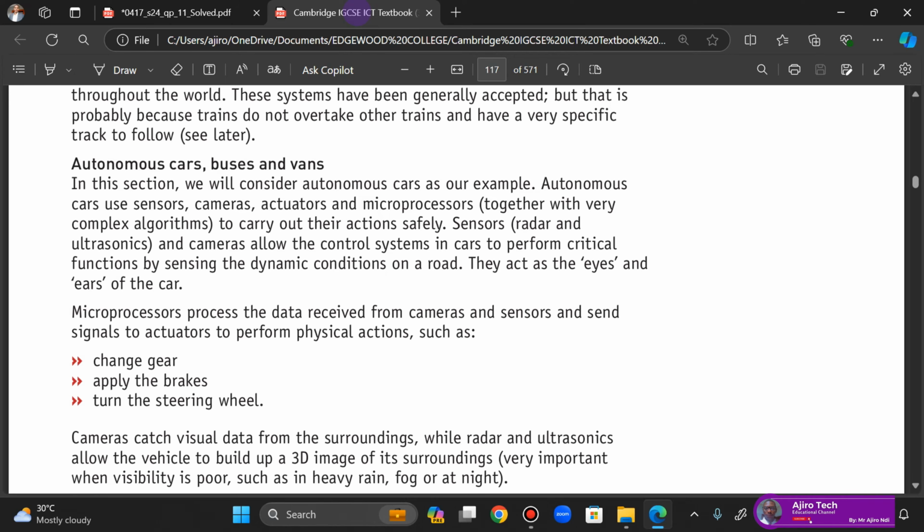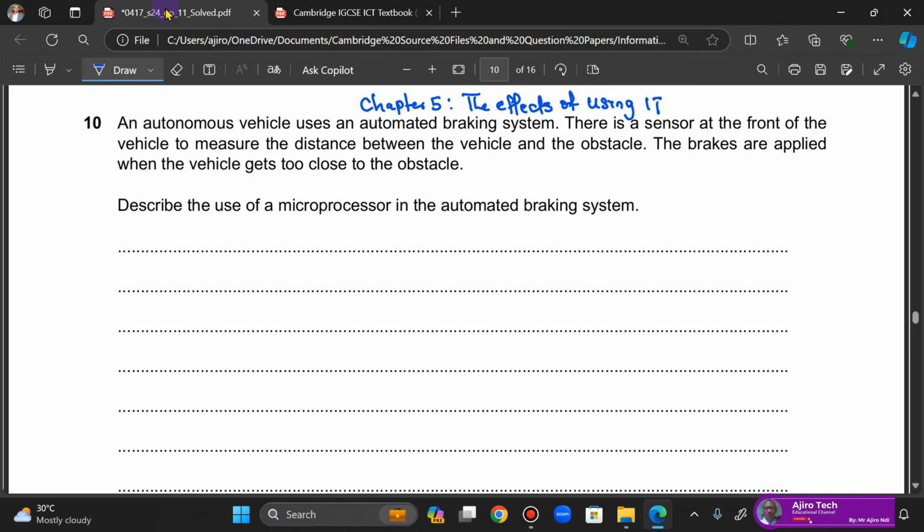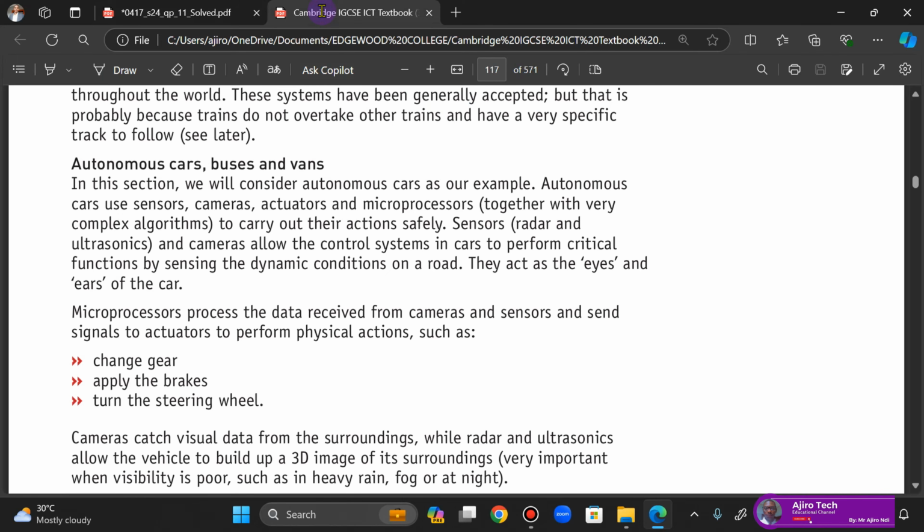Now in autonomous cars, buses, and vans, it makes use of the sensor, cameras, and actuators. Now the actuators perform the physical action, and your cameras are like the eyes and ears of the car. The sensor on the other hand has the radar and ultrasonic on it. So what happens really here is that the microprocessor is going to receive the data from the sensor. Remember, the camera and the sensor work hand in hand, because the camera is the eyes and ears of the car.